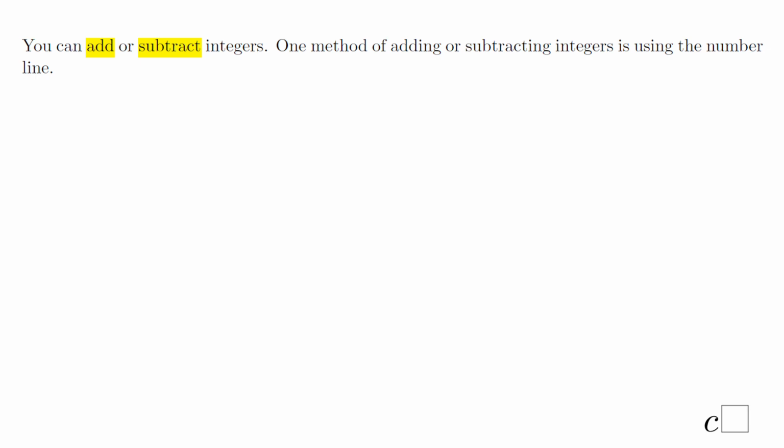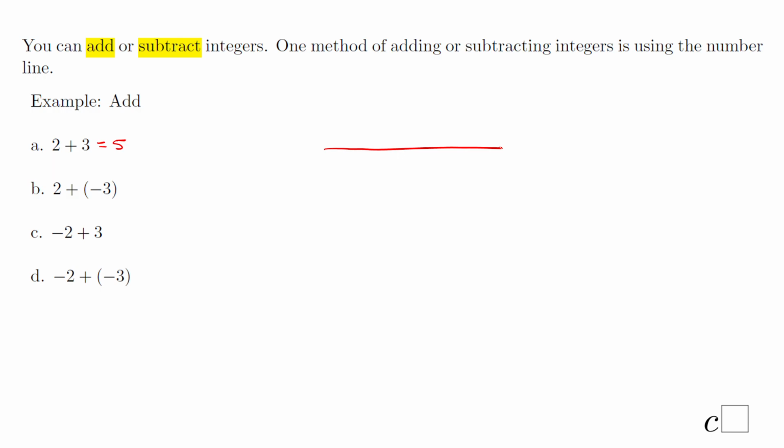In this lesson we're gonna talk about operations with real numbers, and the first thing we're gonna do is add or subtract integers, which are part of real numbers. One way to do this, adding or subtracting, is to use a number line. For that reason I'm gonna use this example, and I'm gonna start with the first one. 2 plus 3 obviously is 5, but let's see how that works with the number line.